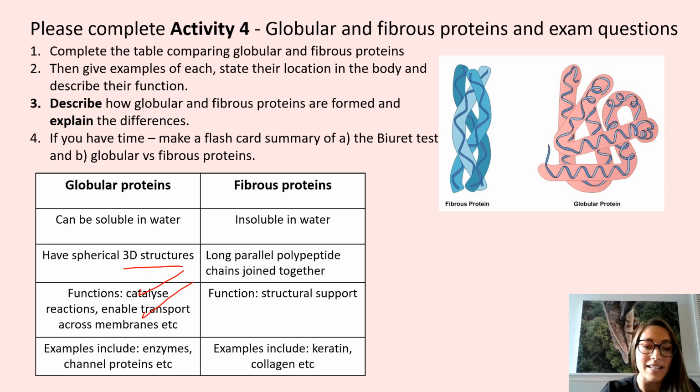Some examples, as we said, so enzymes, channel proteins, there's lots and lots of globular proteins that we'll talk about throughout your course, things like hemoglobin as well. Fibrous proteins. So fibrous proteins are insoluble in water. They're long parallel polypeptide chains joined together, and they provide structural support. So this might be something like keratin or collagen.